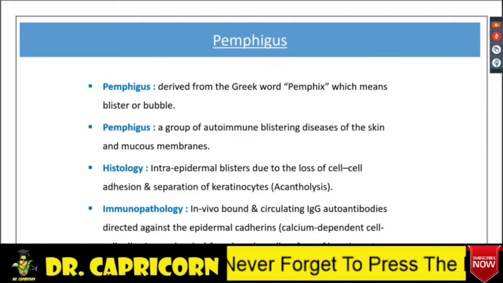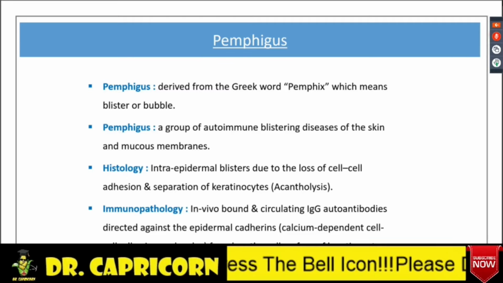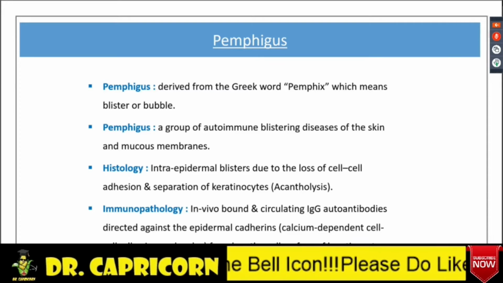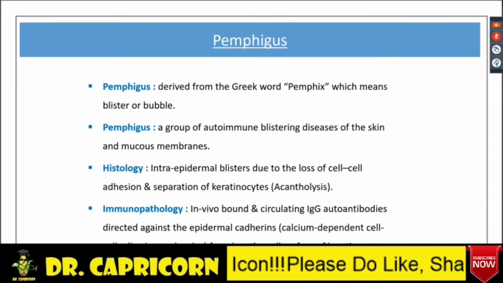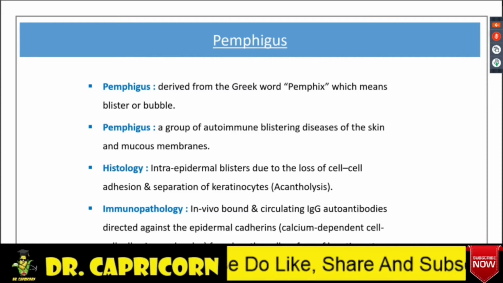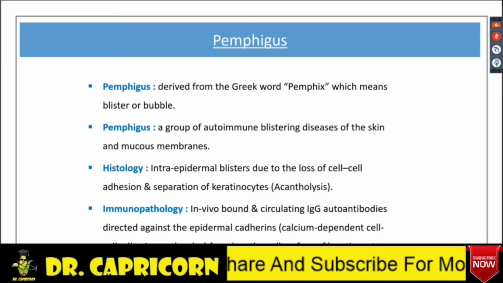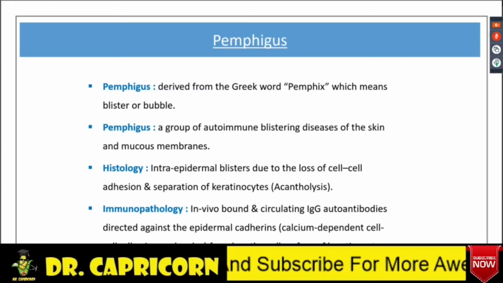What happens is the keratinocytes are attached to each other by desmosomes. In pemphigus, which is an autoimmune disorder, the antibodies target these desmosomes and these cells are separated. So these form rounded cells with a big nucleus with a nucleolus. These are known as acantholytic cells.